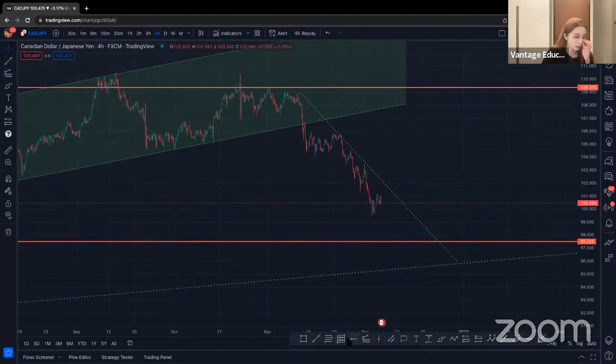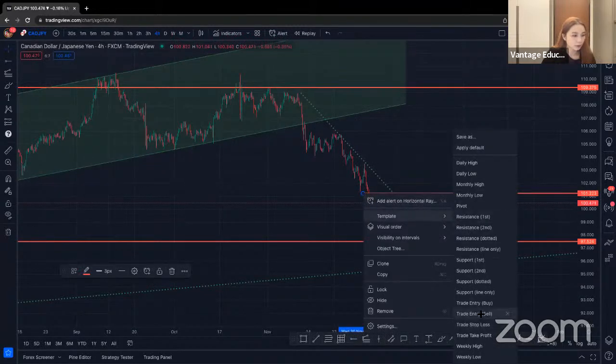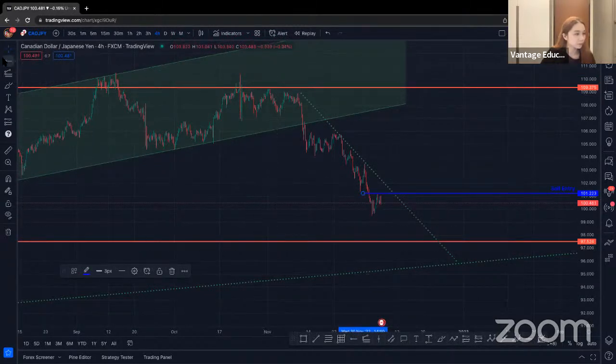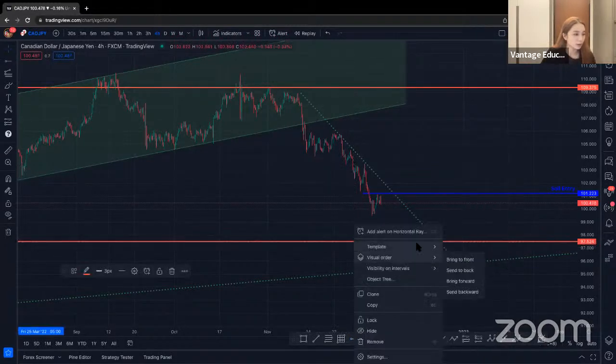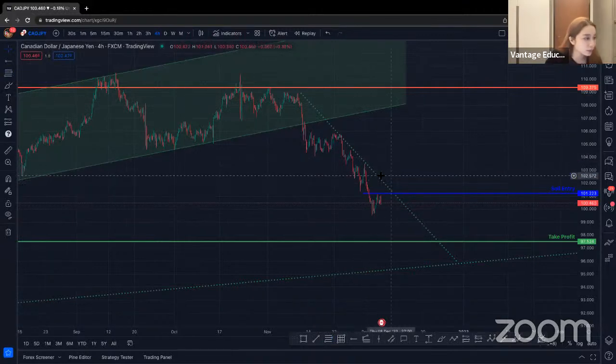So in this case, I'll be looking at the possibility to sell. We'll take this as a take profit instead. And then let's use support and resistance to find our stop loss.